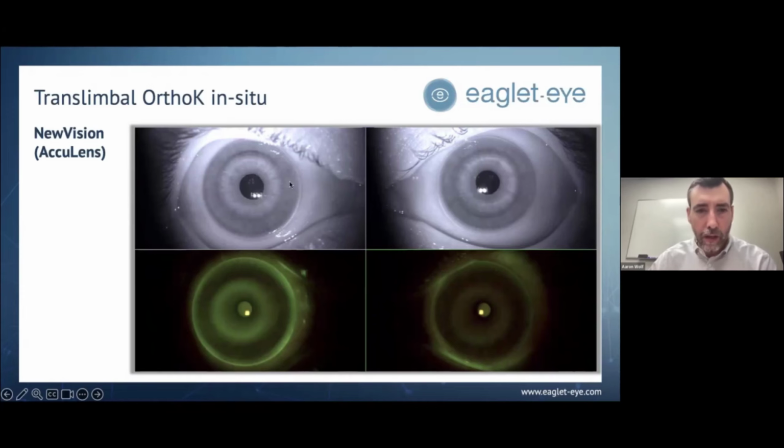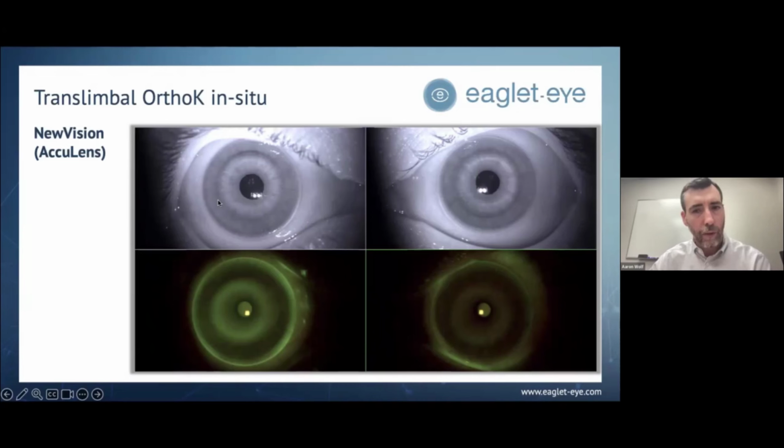The other thing that you'll notice in the top photos, these are your infrared images. I'm a big believer in infrared photography. I use it all the time for any number of different situations in my office, but it's particularly good in orthokeratology and probably underutilized in orthokeratology. You can see your central back optic zone diameters by this kind of ring that you see in the background. You can assess your centration, again, with translimbal design orthokeratology, you get excellent centration. You can also see what the pupil size is going to look like in a scotopic environment.